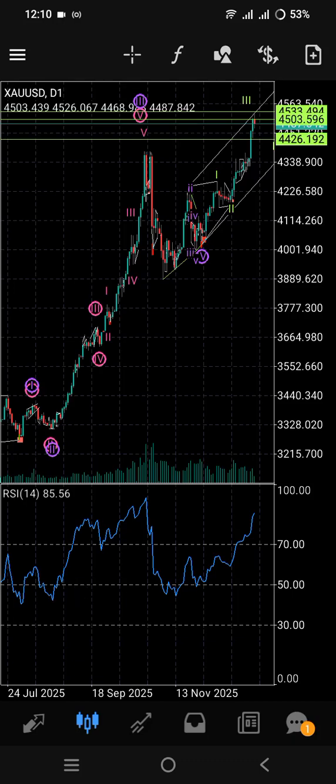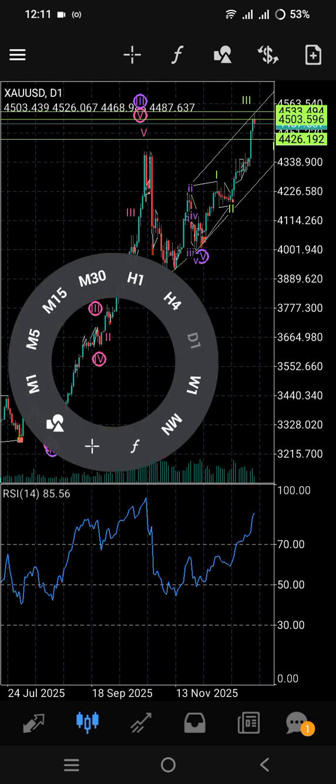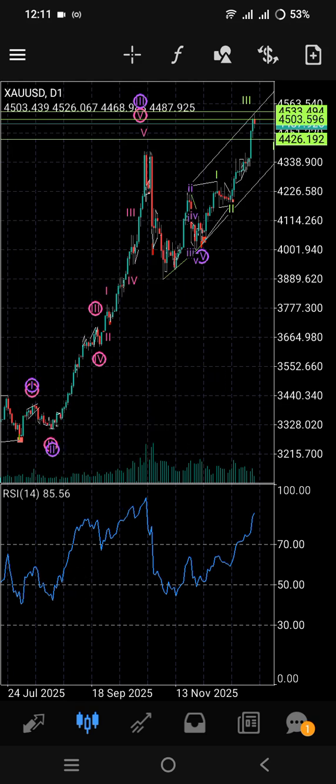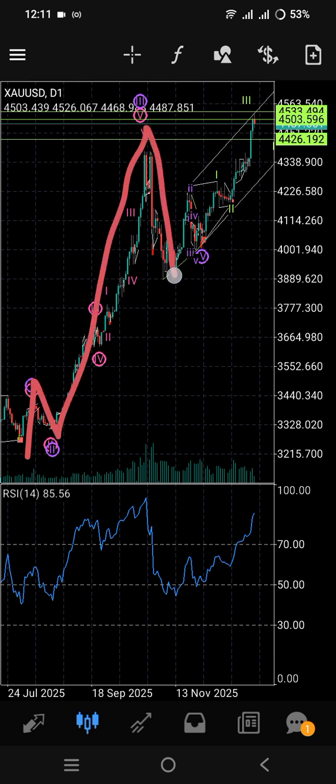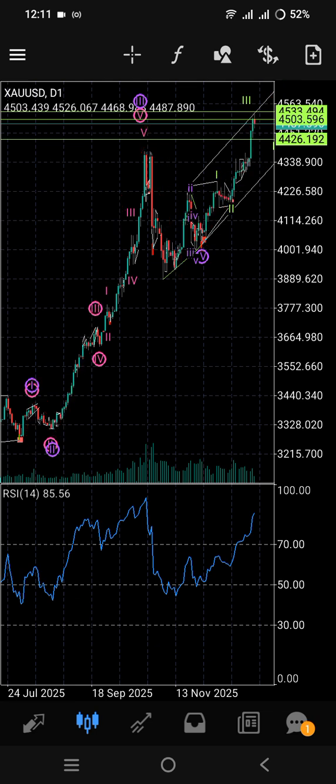Alright, so an update from the last video. I am going to remove the pink count and I'm just going to focus on the purple count for now. So purple goes 1, 2, 3, 4. This is where 4 ends, and then we are working for a 1, 2, 3, 4, 5 to the upside for the final fifth wave.